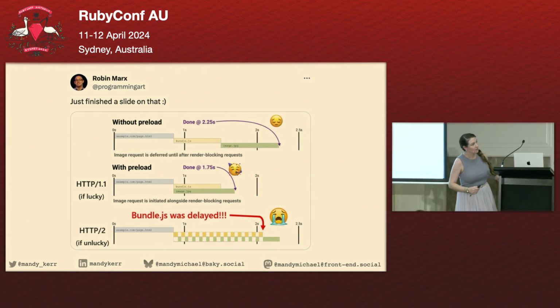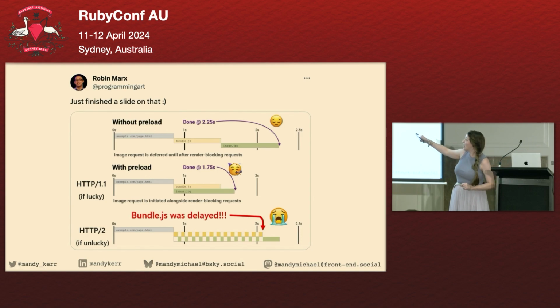Basically, we've got an example without preload and with preload. And on this, sorry for everyone over there, but I can't reach that way, we've got HTML, JavaScript, and an image. And on the first example, the image request is deferred until after the JavaScript is downloaded, and it takes about 2.25 seconds, which is kind of a long time. With the second example, the image is requested alongside the JavaScript, and it's downloaded quicker, which is great.